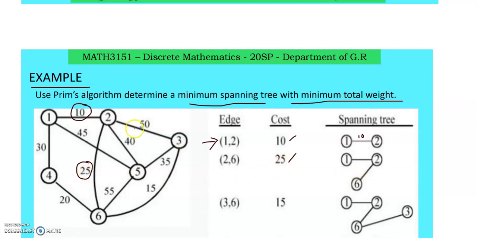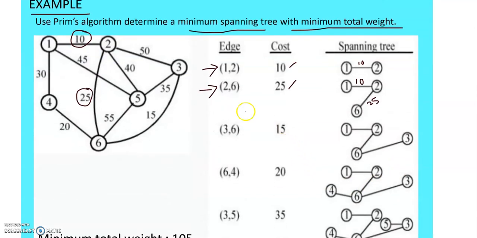Now, so 25. The name of the edge is 2, 6. Here I'm writing, yes, 2, 6. Here actually you have to write the weights, 10. This is 25. Okay. Whenever you add one edge with the existing edge, you have to draw the graph. You have to draw the spanning tree continuously. This is the procedure.